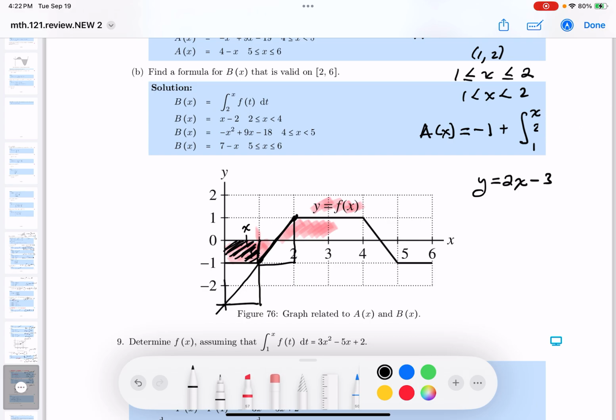It's going to be 2t minus 3 dt. All right, so I'm going to get my eraser out. This is tough, I know that. And I'm going to start doing the work.